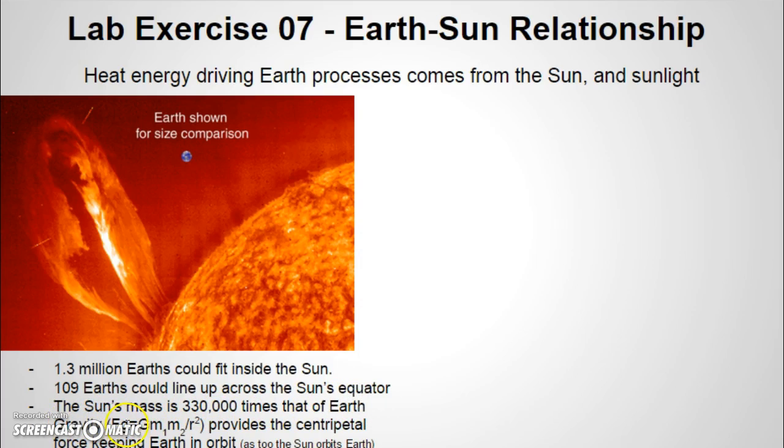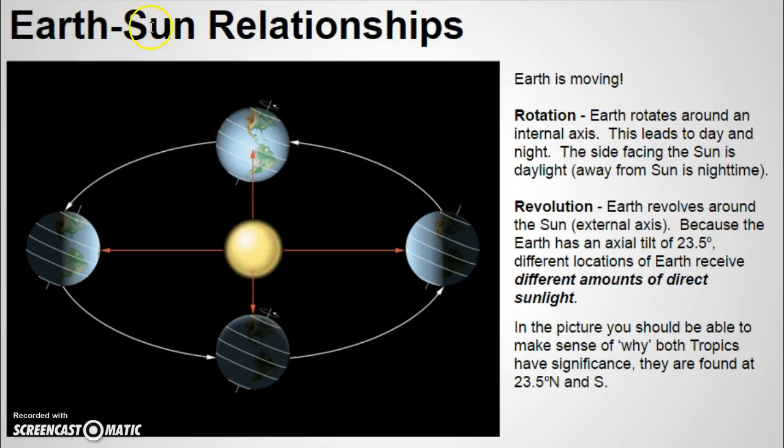In gravity, F of g equals G, this very, very tiny value, times 2 masses over the distance squared. It's a relationship. Gravity is what provides the centripetal force keeping Earth in orbit around the sun. Here we see the Earth-Sun relationship, that the Earth is moving. When we talk about rotation, this is what we're talking about, rotating around this internal axis. This leads to day and night. The side facing the sun is daylight, and away is nighttime. The revolution is where the Earth revolves around the sun as its external axis.